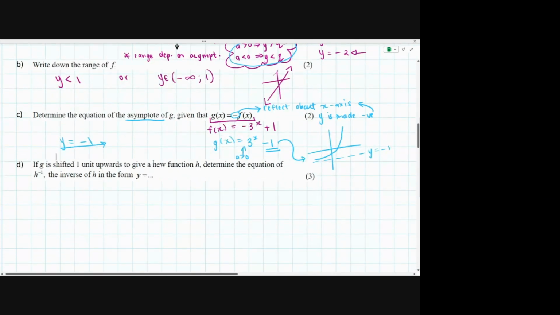Question D says, if g is shifted 1 unit upwards to give a new function h, determine the equation of h to the -1, the inverse of h, in the form y equals. So again, let's just break down what we have. We have just worked out that g of x is equal to negative 3 to the power x plus 1. It tells me that g is shifted 1 unit upwards. So what would the new equation be after I've shifted it 1 unit up?